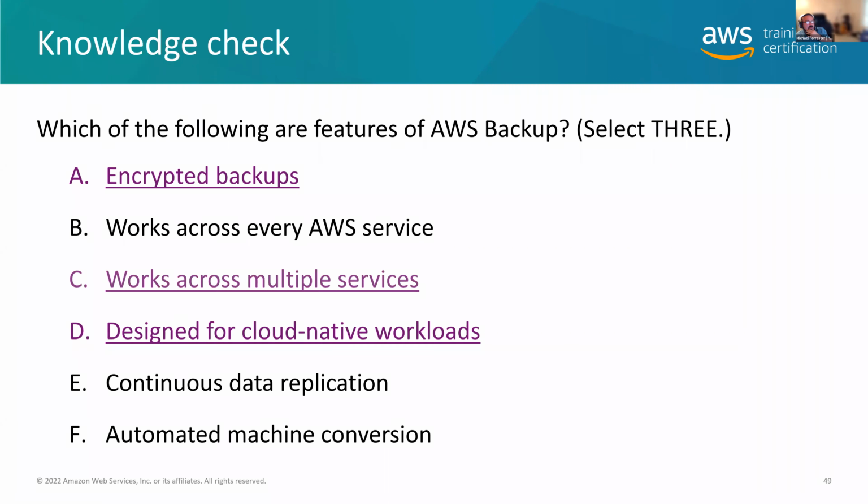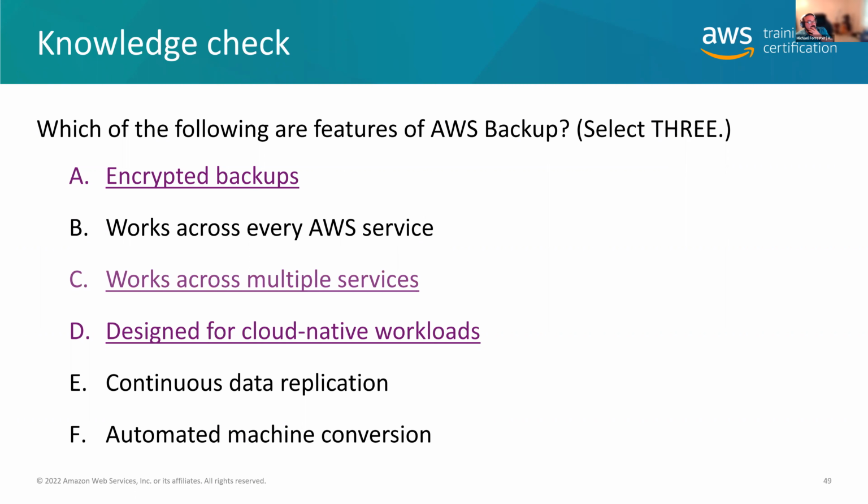But then, designed for cloud native workloads, continuous data replication, and automated machine conversion. So the continuous data replication and automated machine conversion, that's the tool we were just talking about, the data center replication tool, like the Cloud Endure stuff, right? Because backup doesn't do continuous data replication, right? That's only for systems that are trying to do either migration or point in time recovery, which backup doesn't do.